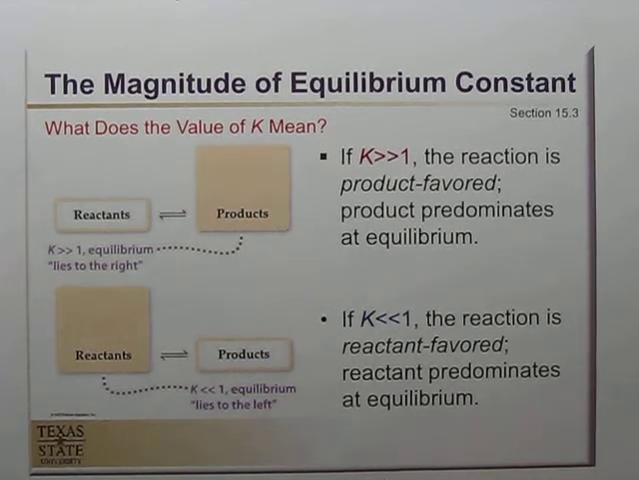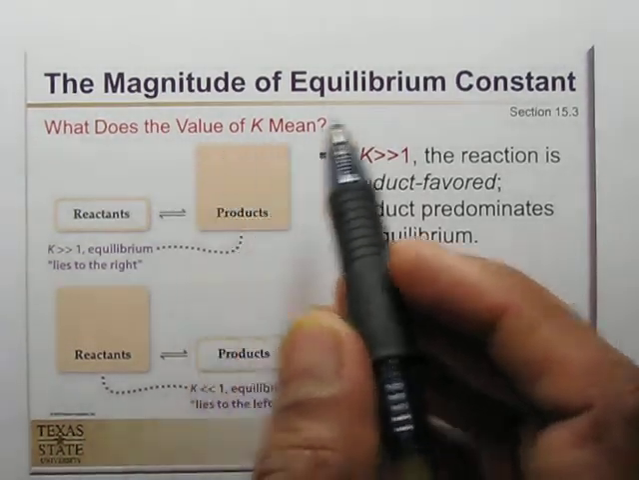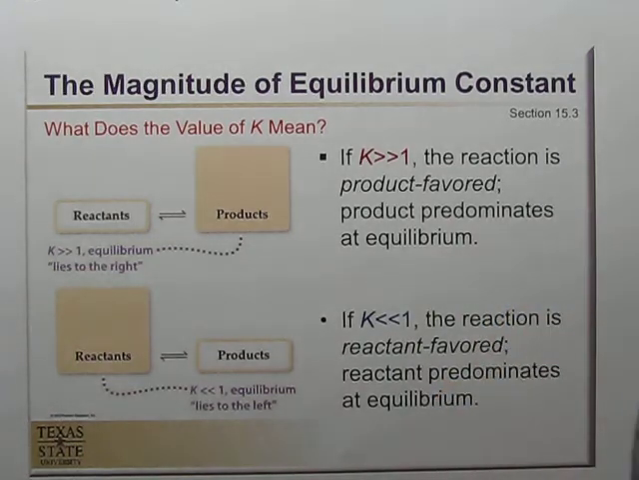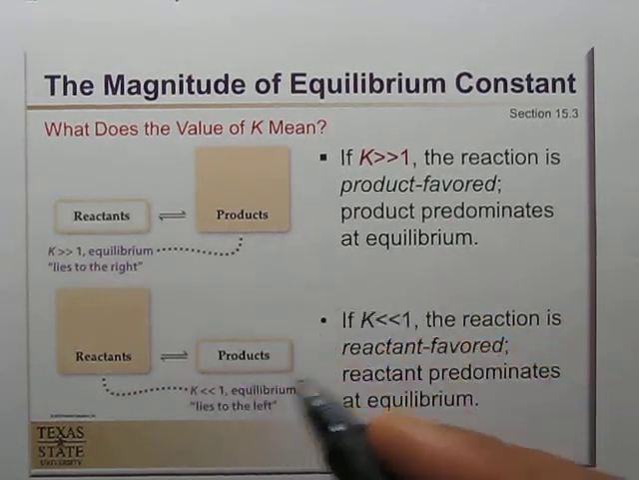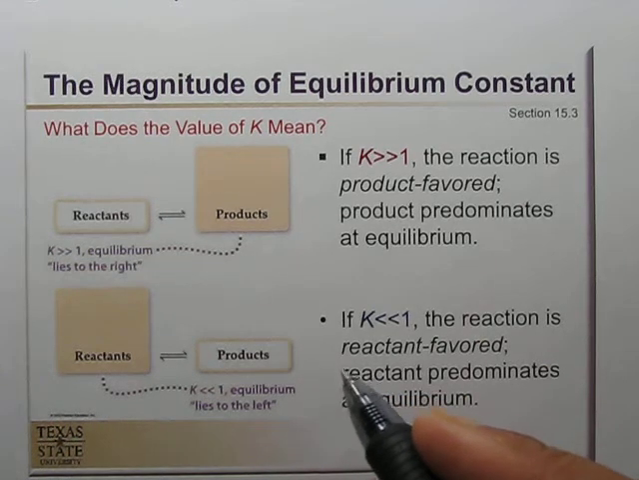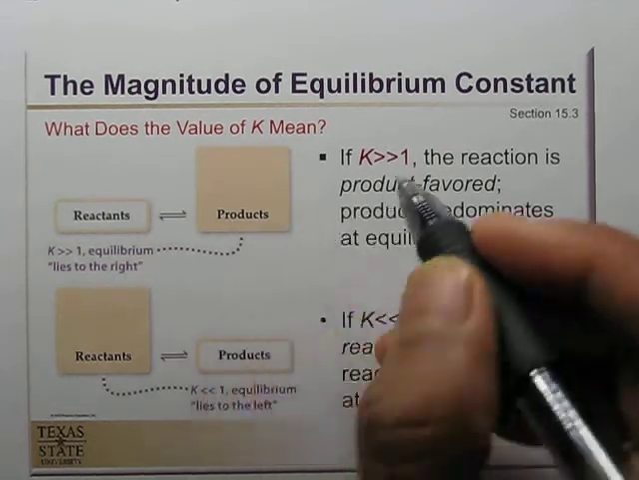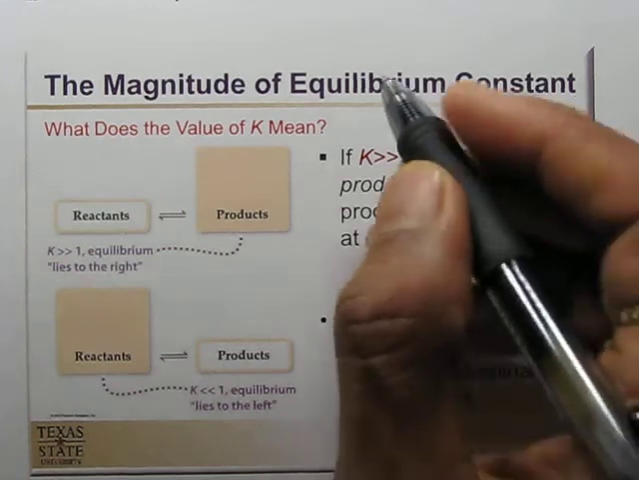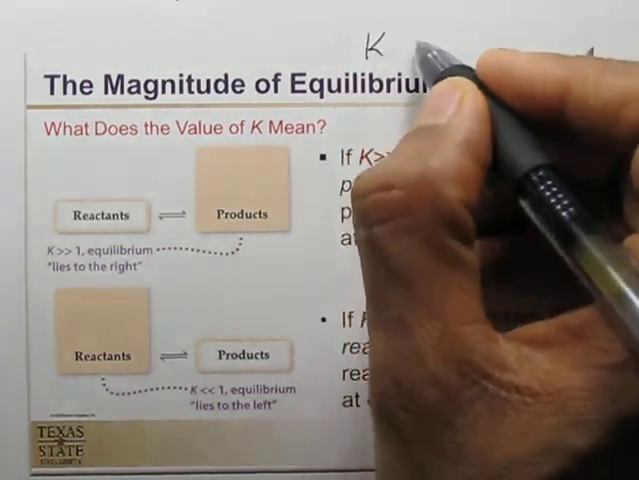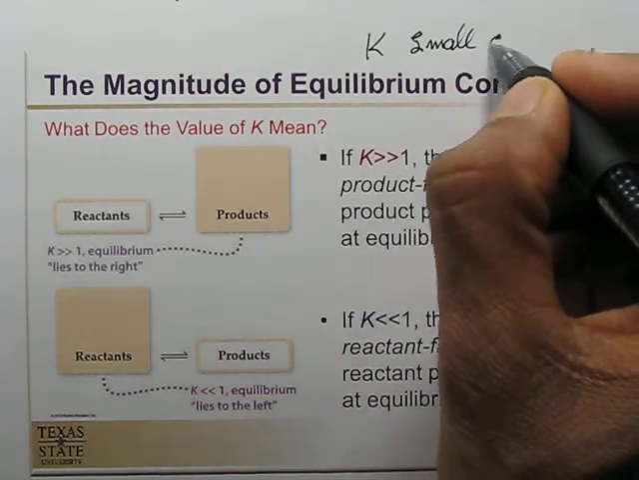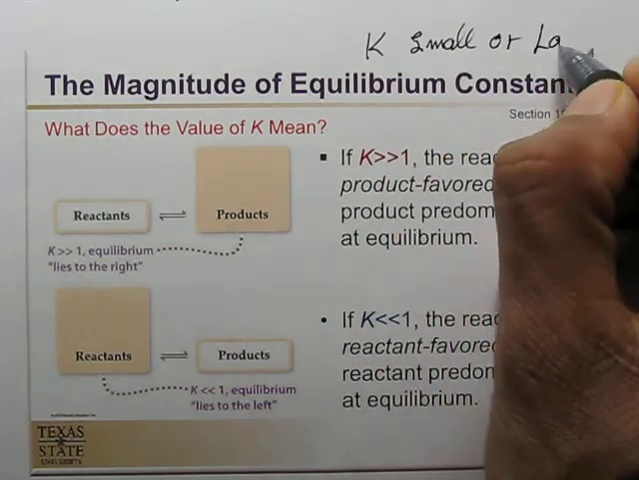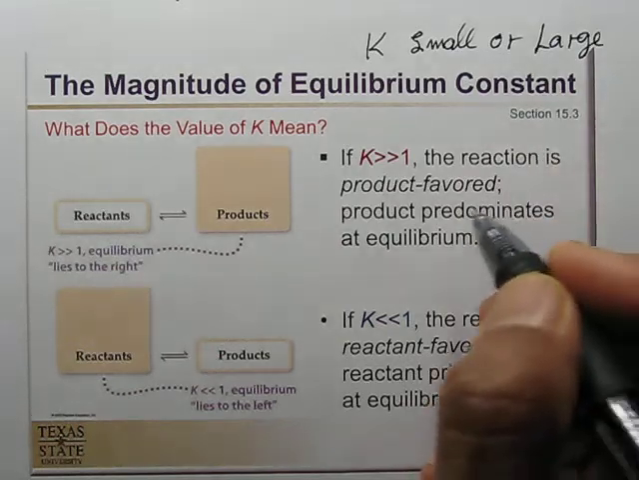So in this video we will study the magnitude of the equilibrium constant and some math manipulation, how we can do some math with the equilibrium constant. First, as we have seen in the previous video, the equilibrium constant K can be very small or very large. So what does it mean?